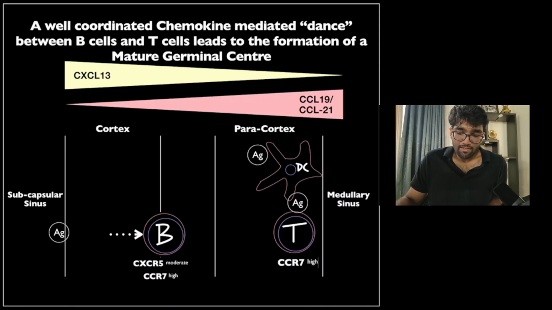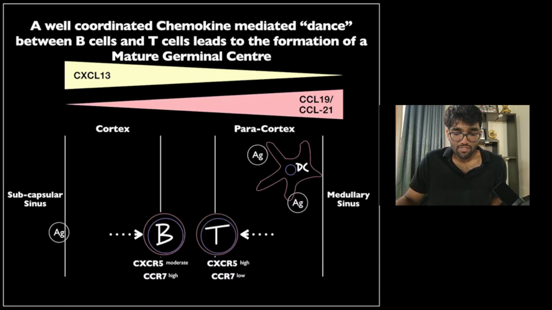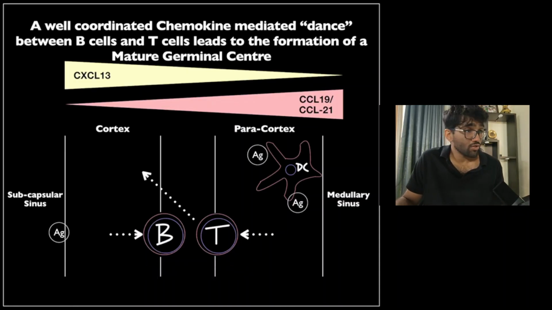That causes your T cell, which was initially just CCR7 high, to shift towards the junction between the cortex and the paracortex by increasing the expression of CXCR5 and decreasing the expression of CCR7. Now this B cell and T cell are right next to each other at the cortical and paracortical junction, so this would be called the TB junction.